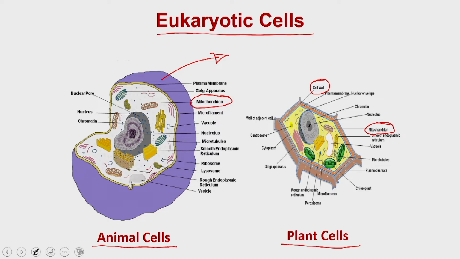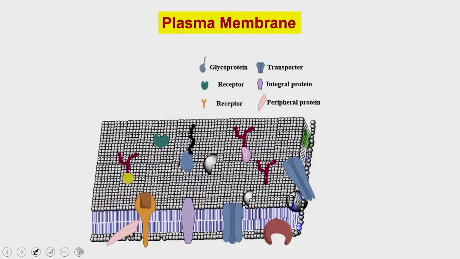Similarly, there is a difference in the chloroplast. The plant cell contains the chloroplast, whereas the animal cell does not contain the chloroplast. And there are some more differences between the animal and the plant cell that we have also discussed. And then we have discussed the plasma membrane, the composition of the plasma membrane. The plasma membrane is made up of two components.